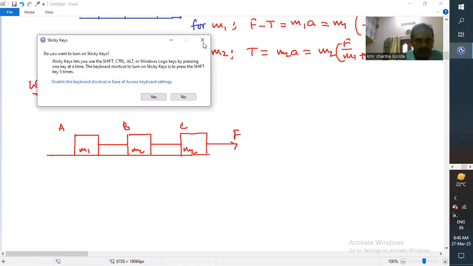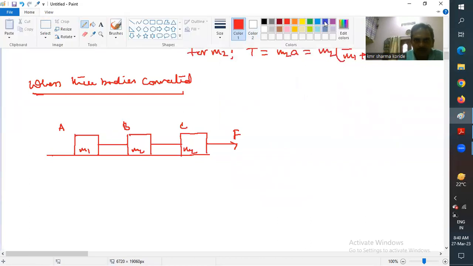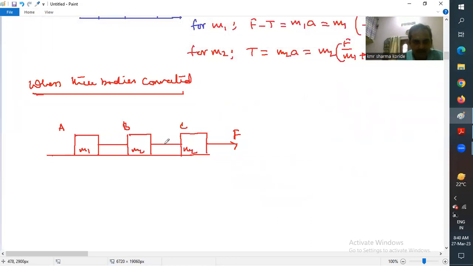Now, how tension favors and tension opposes. Here, let us say this is the second string. Tension T2 opposes block C, but tension T2 favors M2. Similarly, tension T1 opposes M2, and tension T1 favors M1. So once again the common acceleration is F by M1 plus M2 plus M3.